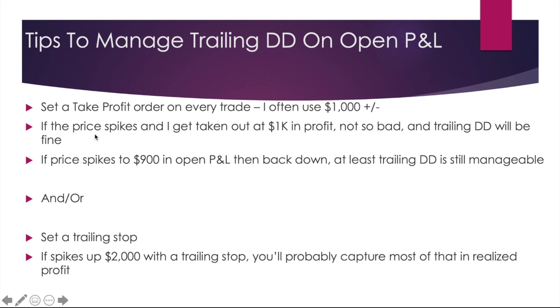That way, as I mentioned here, if the price spikes, you get taken out with 1,000 profit. It's not so bad. It's not a bad situation. You're locking in 1,000 profit. Your drawdown isn't impacted. It drags up 1,000, but you also made 1,000, so you're totally fine there. And at worst case scenario, say the price spiked to 900, so it doesn't hit your take profit, and then it falls back down. Your drawdown got dragged up 900, but 900 isn't the end of the world. You still have some decent buffer to work with. And again, this is where you can decide what's appropriate for you. Maybe 500 is appropriate. Another option, or you can do both of these, is to set a trailing stop.